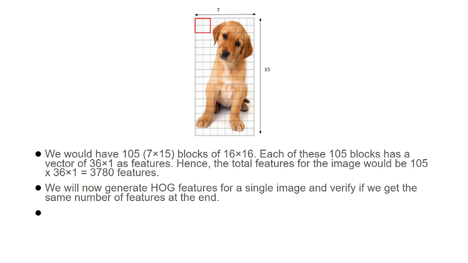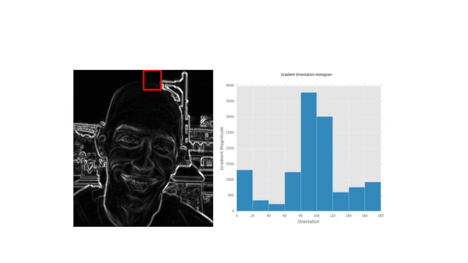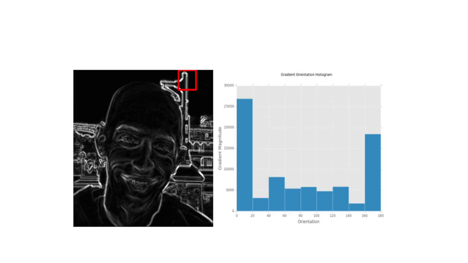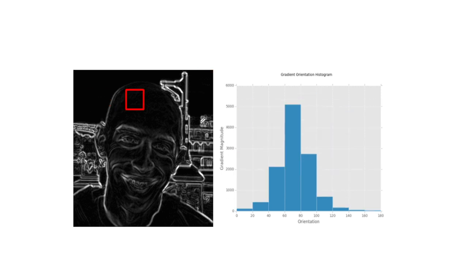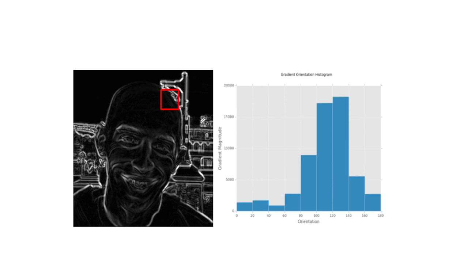We'll now generate HOG features for a single image and verify whether we get the same number of features at the end. The gradient can be represented for all the images over here, and likewise we can extract the features using HOG.